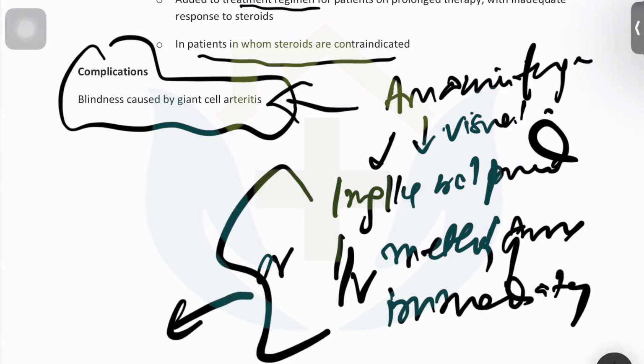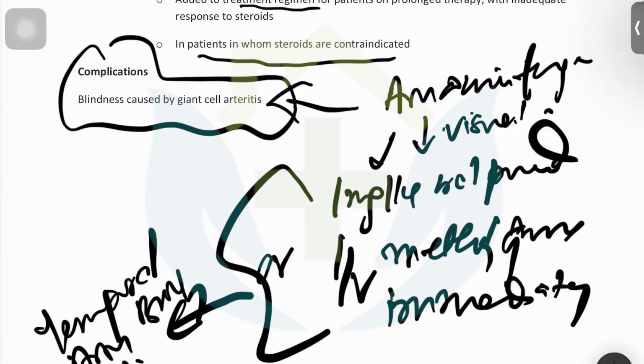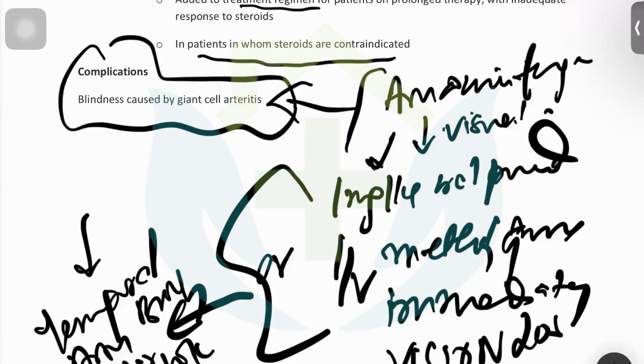You can take a temporal artery biopsy within first week. Do not delay the steroids because you want a biopsy. Do not delay steroids. Give steroids or else vision loss is imminent. Permanent. Yeah, imminent and permanent both.